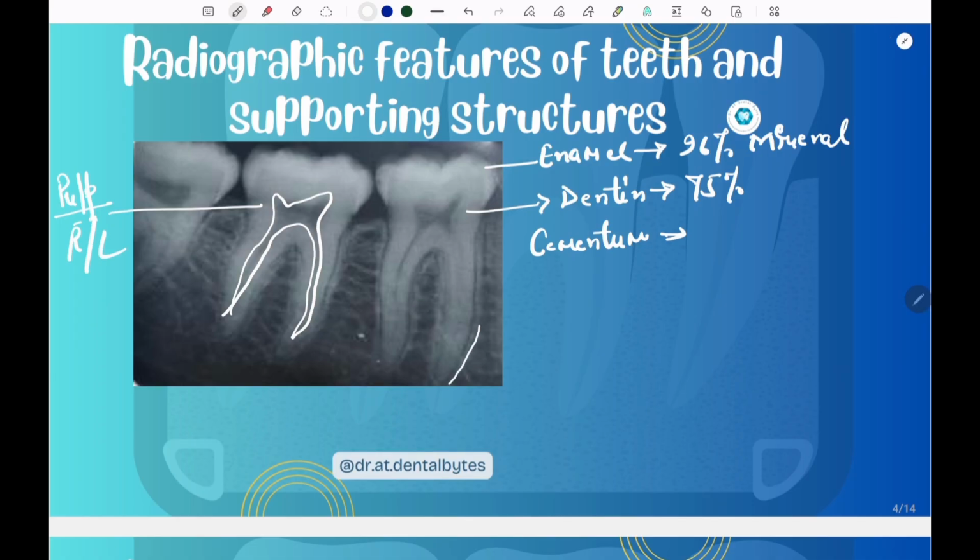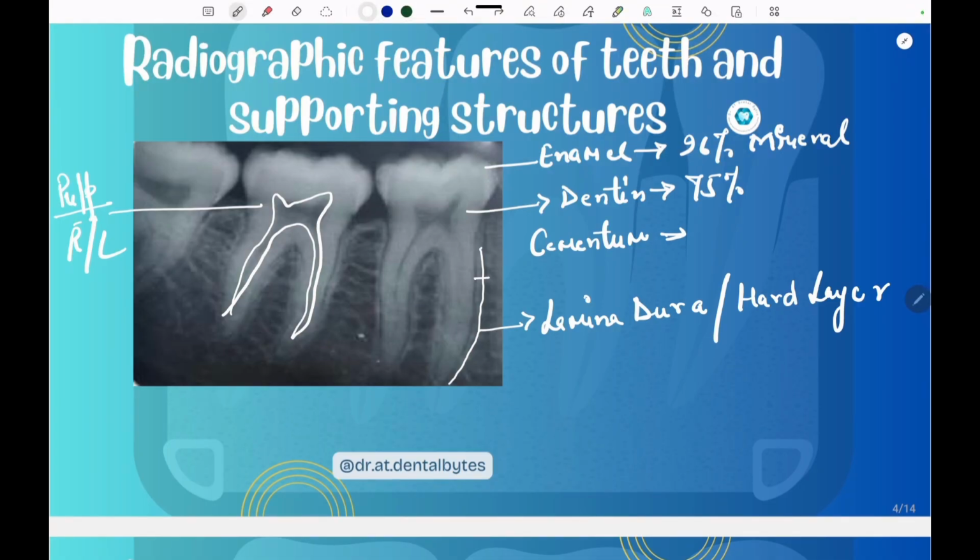This thin radiopaque line is lamina dura, or the hard layer. It lines the tooth socket surrounding the root of the tooth. On a dental X-ray, it appears as a radiopaque line bordering the root.